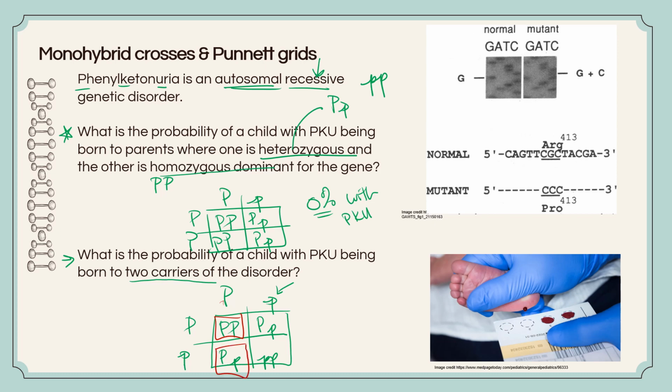We have a 2 in 4, or half, probability of a child being a carrier. And then we have a 1 in 4 chance, or a 25% chance, of a child being born with PKU. This does not mean that this family is going to have exactly 4 children and one of them will have PKU. Any given child has a 1 in 4 chance of being born with PKU.